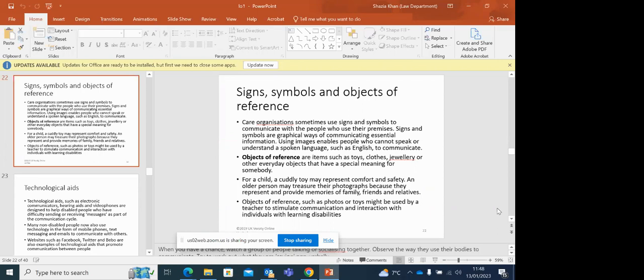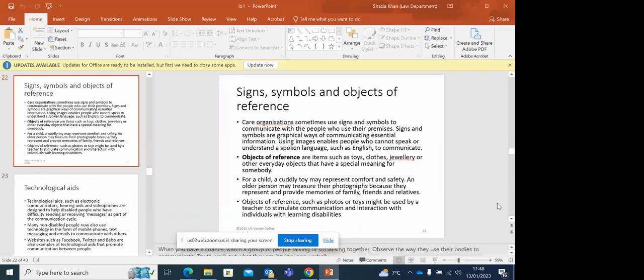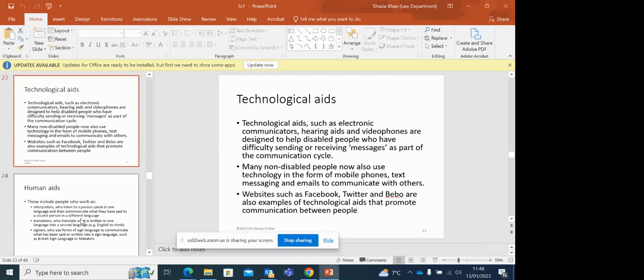Objects of reference such as photos or toys may be used by a teacher to stimulate communication and interaction with individuals with learning disabilities, because some people may struggle to talk or interact. Anyone with any sort of disability may have a certain way of doing things. People that are dyslexic, people that have autism, have different ways of feeling things and remembering things.